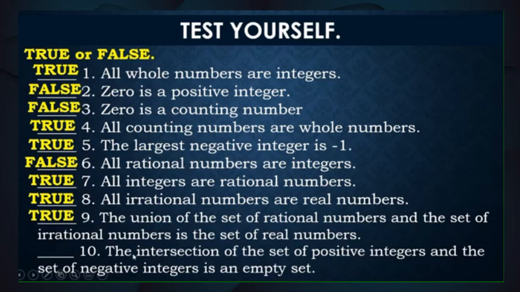And then number 10, the intersection of the set of positive integers and the set of negative integers is an empty set. So, if we will try to get the intersection, yung common between positive and negative integers, meron ba silang common? Wala po. So, that is true. Okay? Because wala, since empty set ito, so ibig sabihin wala daw. So, this is true.